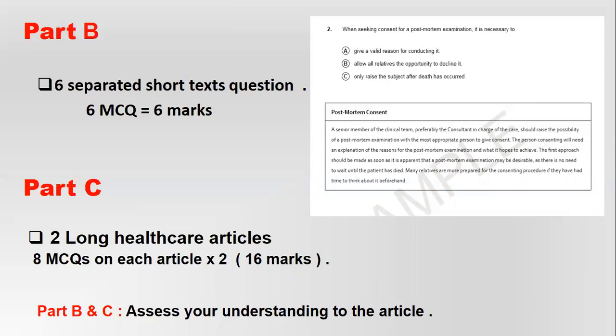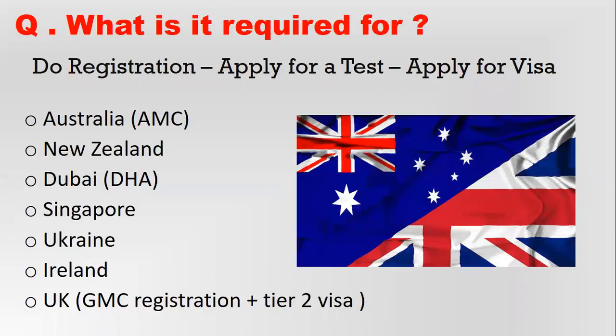Then we move to part C. Part C are 2 long healthcare articles. Each one of them is followed by 8 multiple choice questions. So part B and C, both of them should be finished in 45 minutes. So it's important that this part assesses how you interpret what you read.